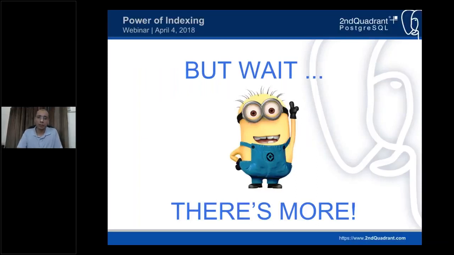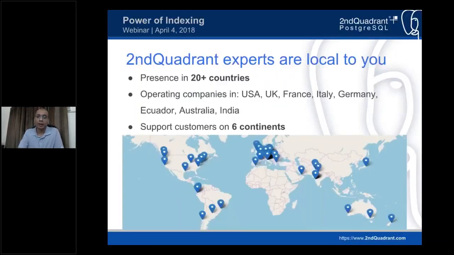And that's not all. We are a very global organization. We've got presence in more than 20 countries across the world. We've got operating companies in USA, UK, France, Italy, Germany, Ecuador, Australia, and India. We support customers on 6 continents, and the only continent that we leave out is Antarctica because, well, penguins don't really use Postgres. Once they start, we'll probably provide them support as well.